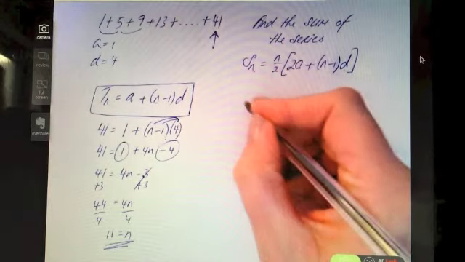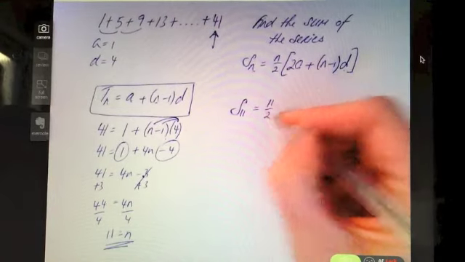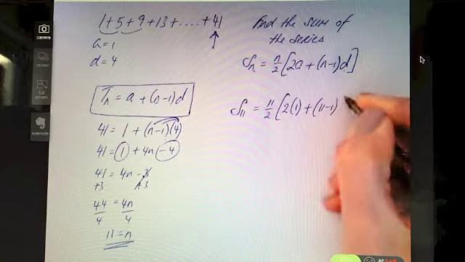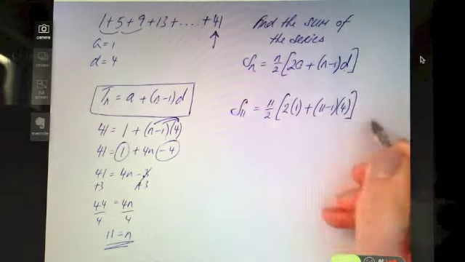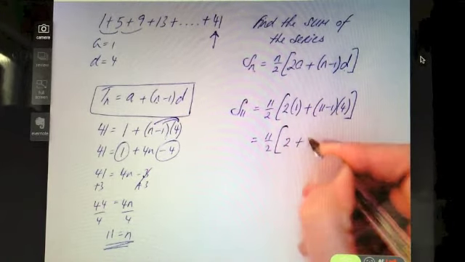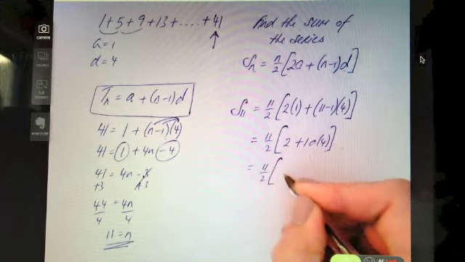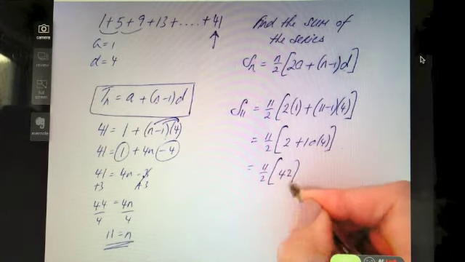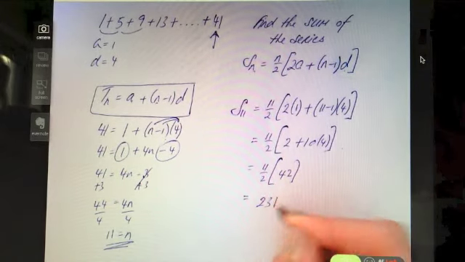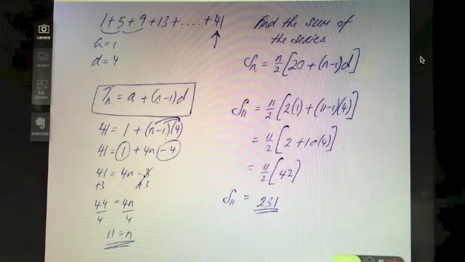Okay, so now I know I want to get the sum of these 11 terms. So it's 11 over 2, 2 times a, which is 1, plus 11 minus 1, d is 4. Sub everything in, and we will get 2 times 1 is 2, plus 10 times 4. That works out to be 42, and 11 over 2 times 42 works out to be 231. So the sum of those 11 terms is 231.